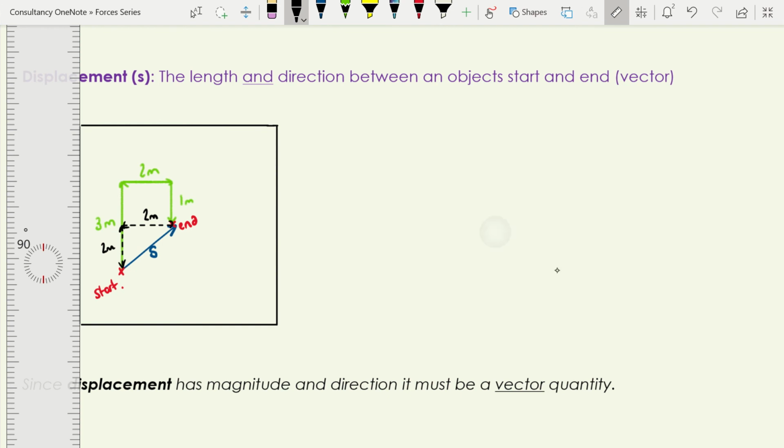So we know that s is going to be equal to, it's a right angle triangle, so we're going to do the square root of 2 squared plus 2 squared, which is the square root of 8, which will be 2.8, and it's a displacement, so it's measured in meters. Let me just double check that's correct. Yeah, 2.8 meters. Now, we haven't actually given enough here because we've given the magnitude, but displacement is a vector, so it has a direction as well.